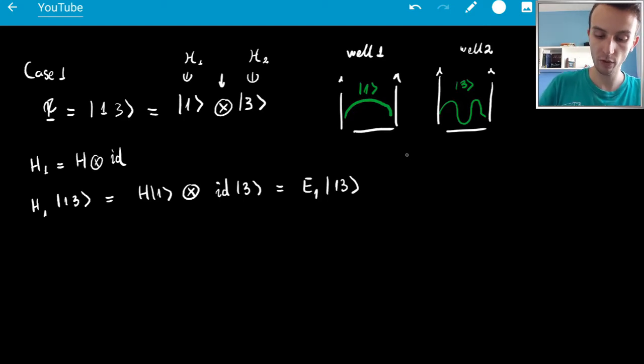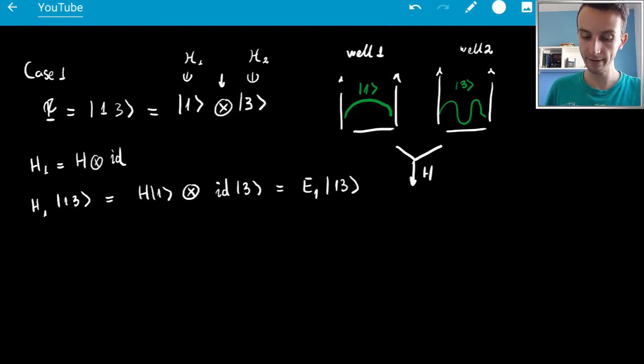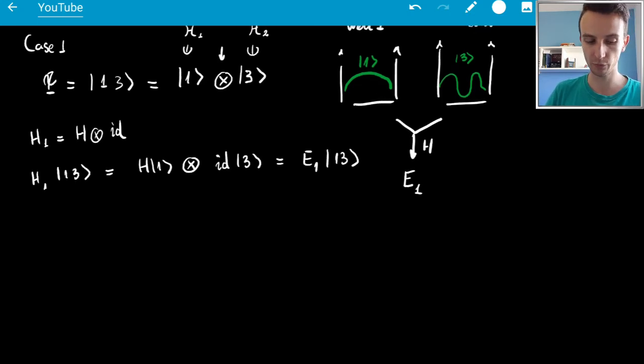Okay, so what I've done is I've measured H, right? And what I got was E1. The other state I haven't measured, and of course we would know that we'd always get E3, right? But it's not like the first measurement changed anything about what the second measurement would give us. That's what I'm saying. So in this case, the measurements are definite.